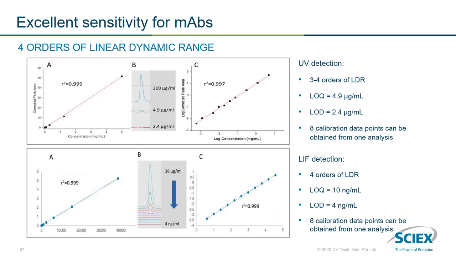Here, we use the parallel processing capability of our multi-capillary instrument to run 8 concentration points in parallel within a single injection. Shown on the bottom panel is the quantitation result from laser-induced fluorescence detection. In this case, the NIST monoclonal antibody was first labeled by a fluorescence dye and then analyzed on the multi-capillary CE system. We saw an excellent linear dynamic range of 4 orders, and the LOD and LOQ obtained here are 4 nanograms per ml and 10 nanograms per ml, respectively.